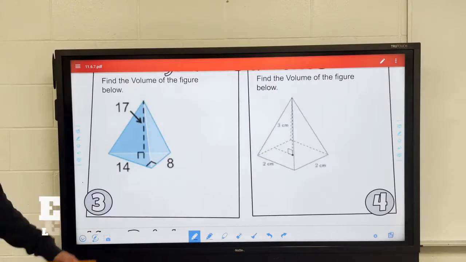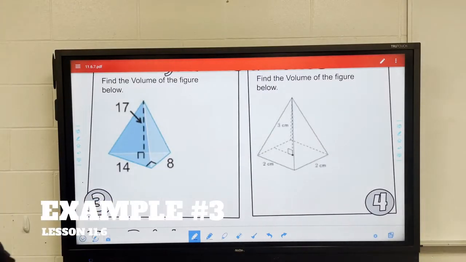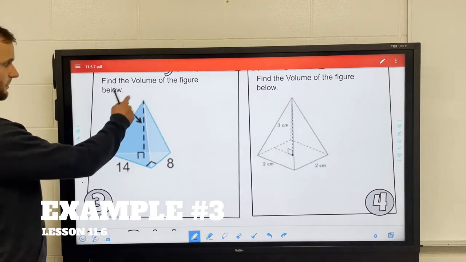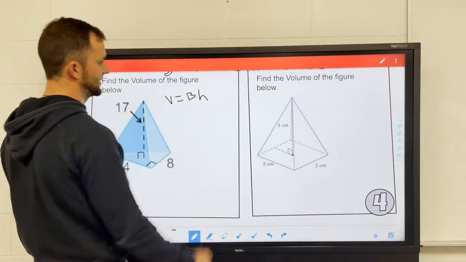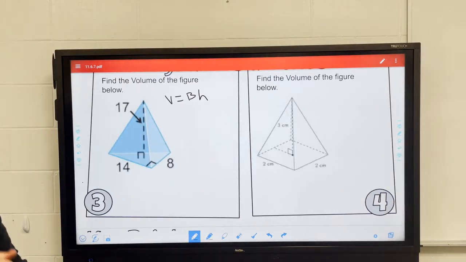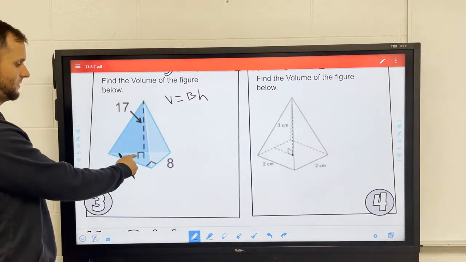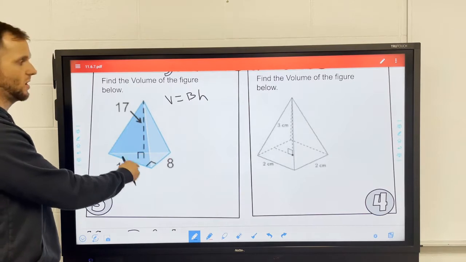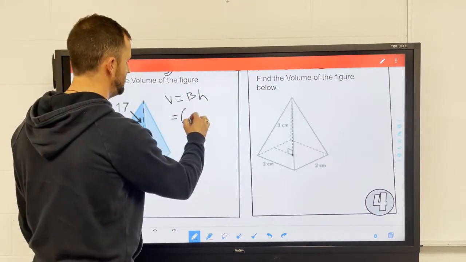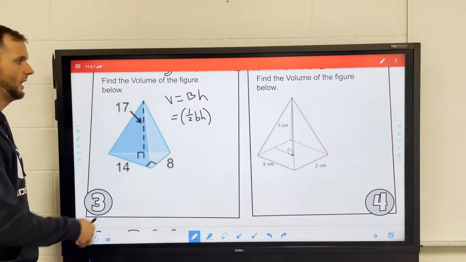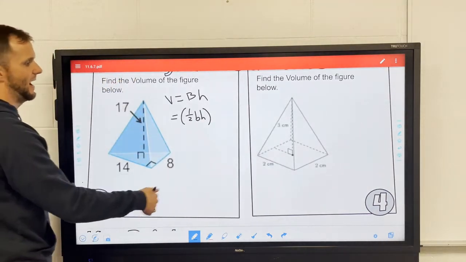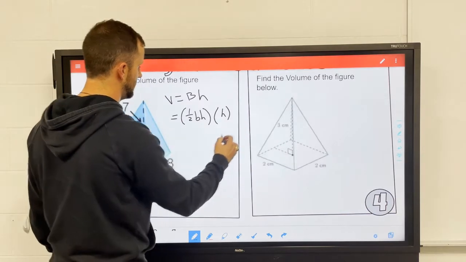All right, so now example number 3, it wants me to find the volume of the figure below. So again, this is going to be a pyramid, so the volume is equal to the area of the base times the height. Now, the thing you'll need to look at, my base shape down here is actually going to be a triangle. So my B is going to be 1/2 the base and the height of my triangle, and then I'm going to multiply that by the height of my actual pyramid here, okay?